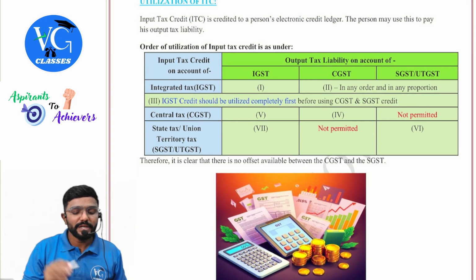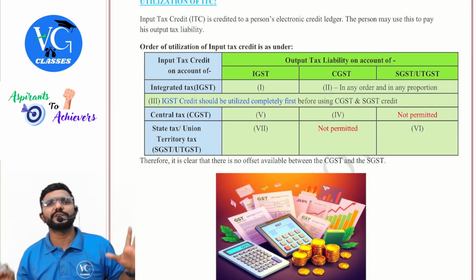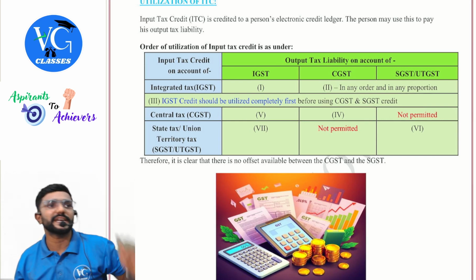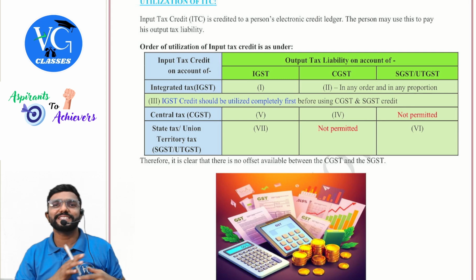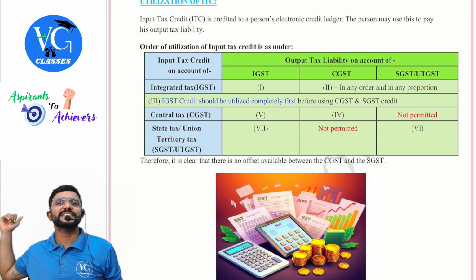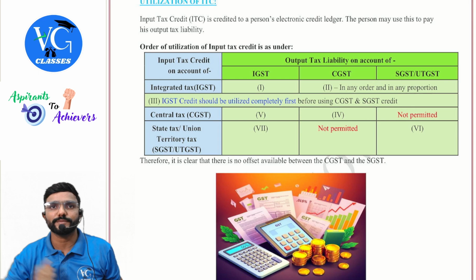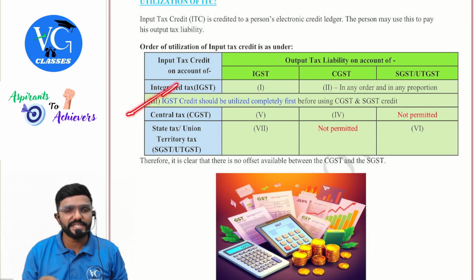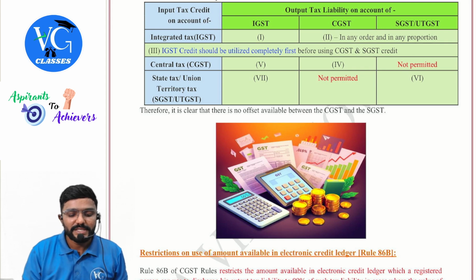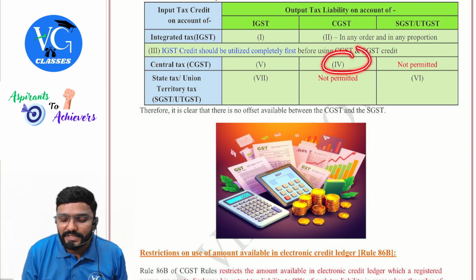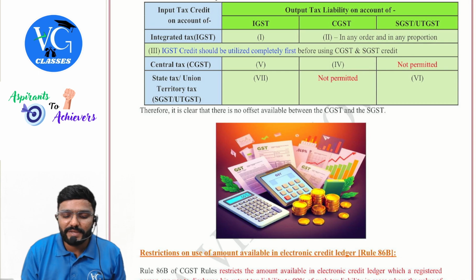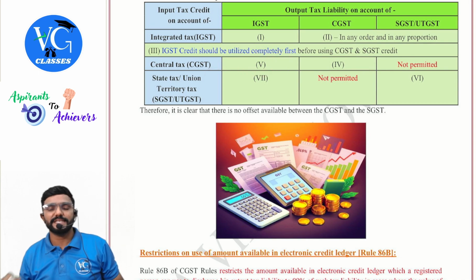Okay, sir. Only when IGST credit is fully utilized, I can go and touch other credits. Sir, I have some IGST credit balance. Can I go and touch CGST credit or SGST credit? No, you cannot. So first use IGST credit fully. Then CGST credit should be used first against CGST liability. If still something is pending, then against IGST.